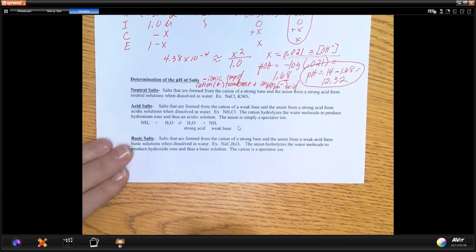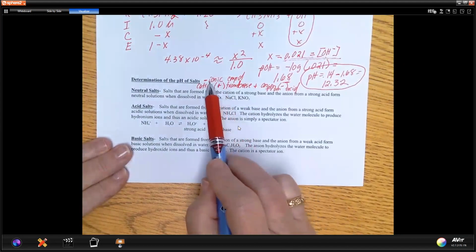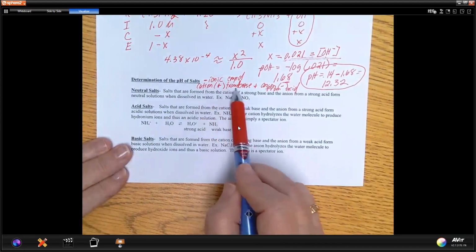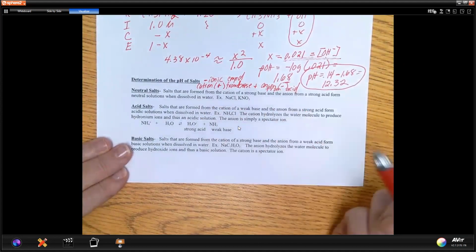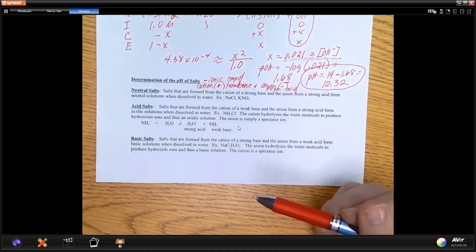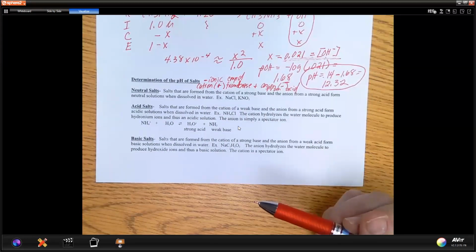So, ionic compound, cation positive from the base, and the negative ion is from the acid. So think of sodium chloride. Sodium came from sodium hydroxide if we were doing a neutralization reaction, and that's a strong base, and the Cl came from hydrochloric acid if we were doing a neutralization reaction.